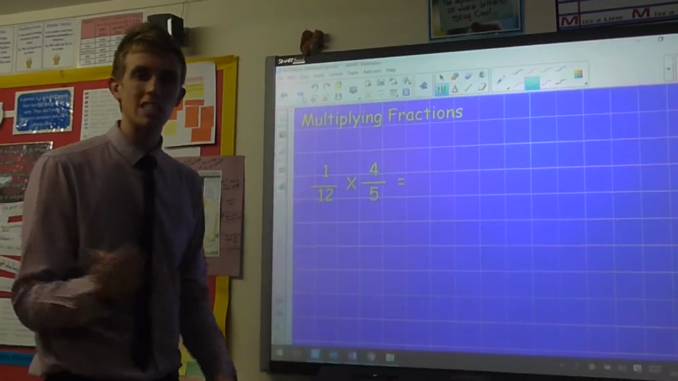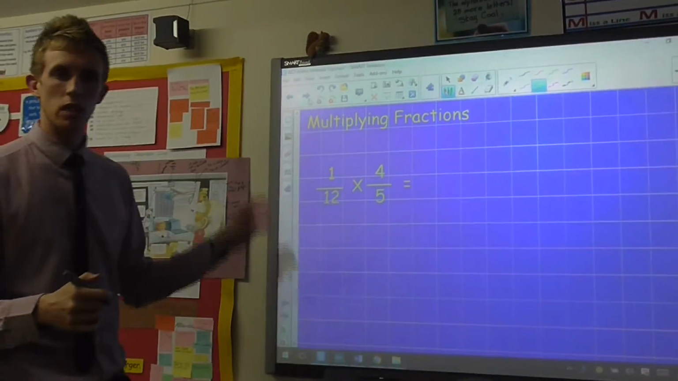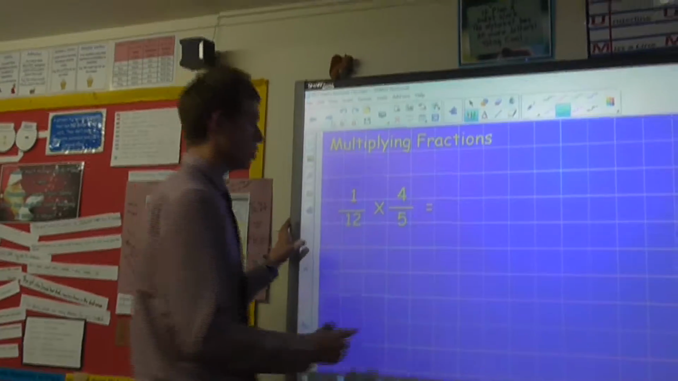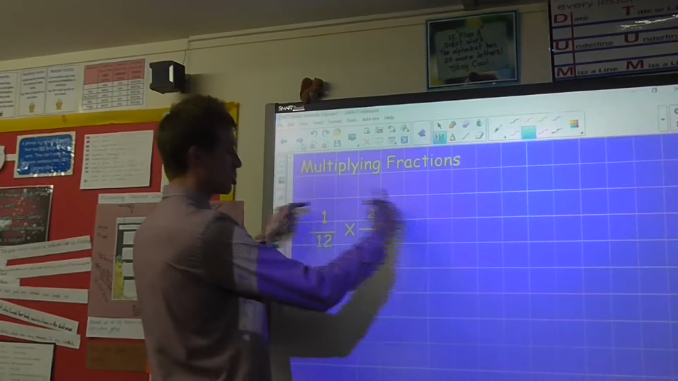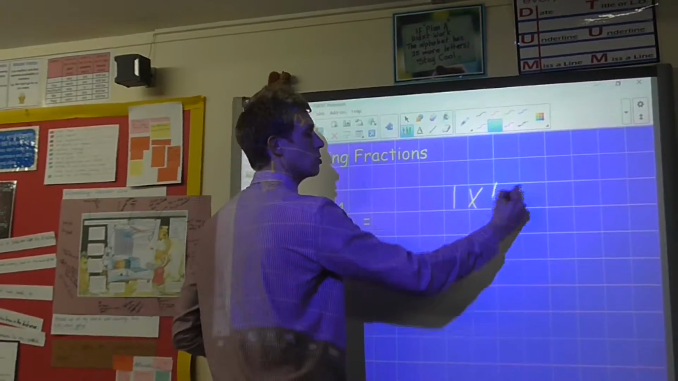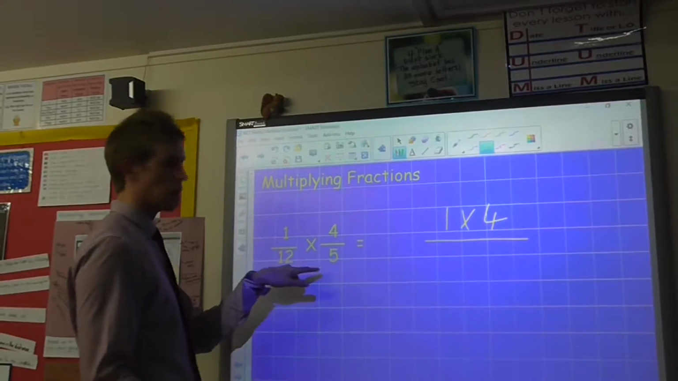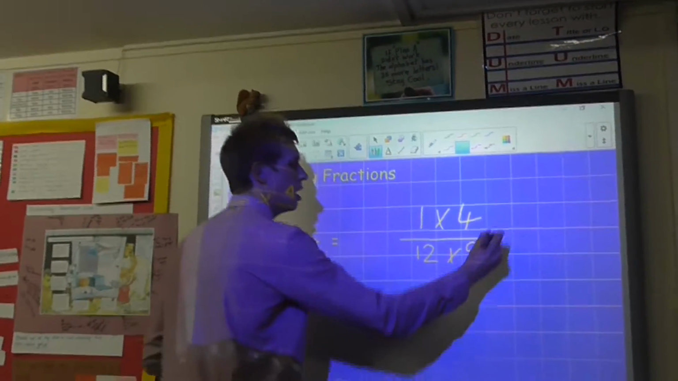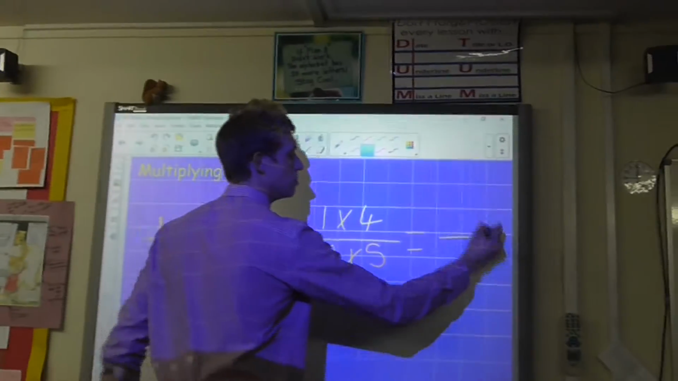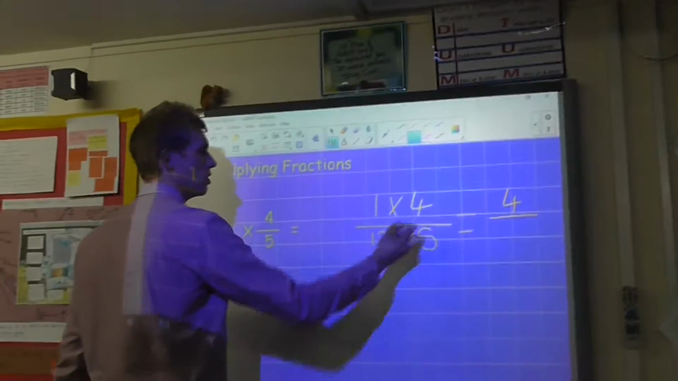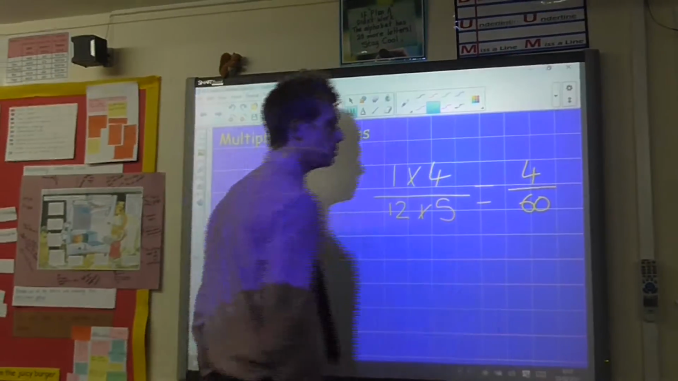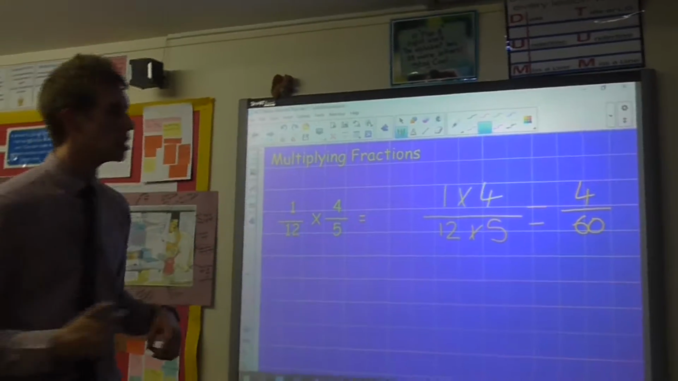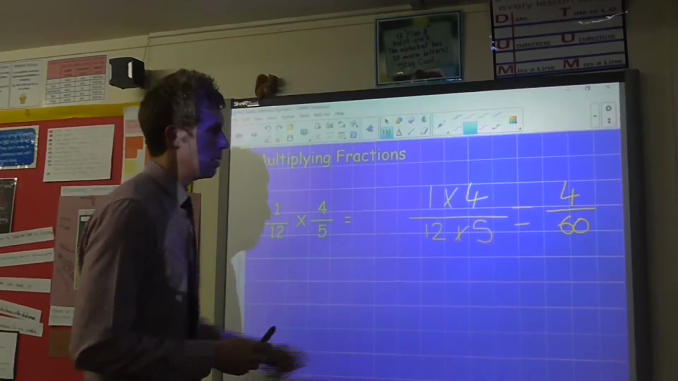Alright, multiplying fractions. This is much easier than subtraction or addition, because we just multiply straight across. So all I have to do is multiply my numerators together, so 1 times 4, and multiply my denominators together, so 12 times 5. 1 times 4 is 4, and 12 times 5 is 60. Now I look at those two numbers and I can start to see some common factors, so I need to simplify that down a little bit.